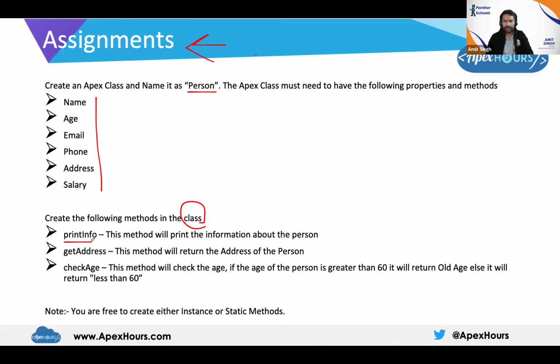Print info, which prints the information about a person like name, age, and email. Get address, which returns the address of that person, whatever address you have. And then check age. This is a method which is going to check the age of the person. If the age is greater than 60, it will return old age, else it will return less than 60. That is what you have to create. 3 different methods, 5 or 6 properties.